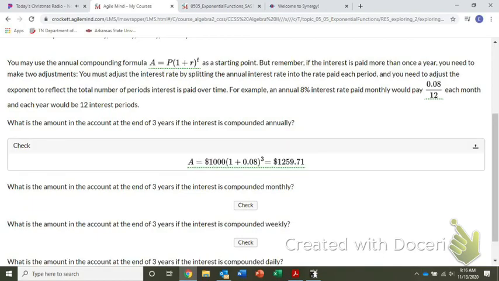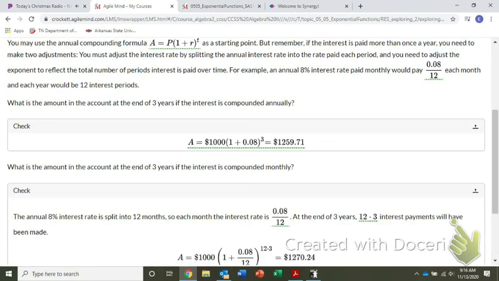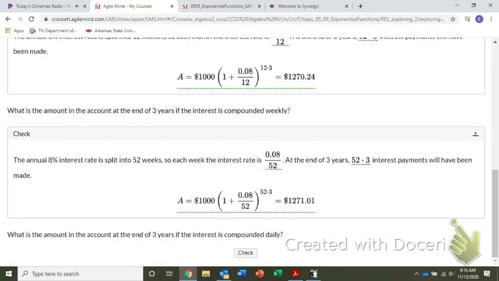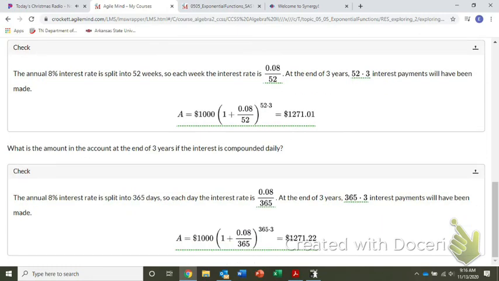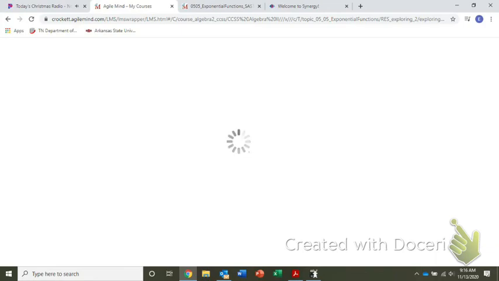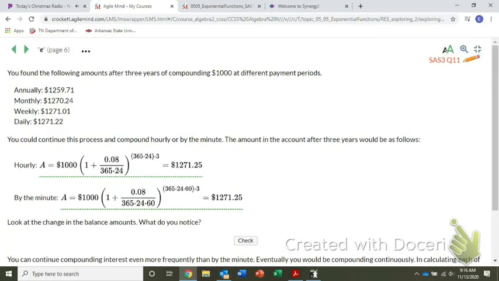So annually was $12.59. Monthly was $12.70. Weekly was $12.71.01, and daily was $12.71.22. So, did it grow any? Yes, it did grow. It grew the whole time.